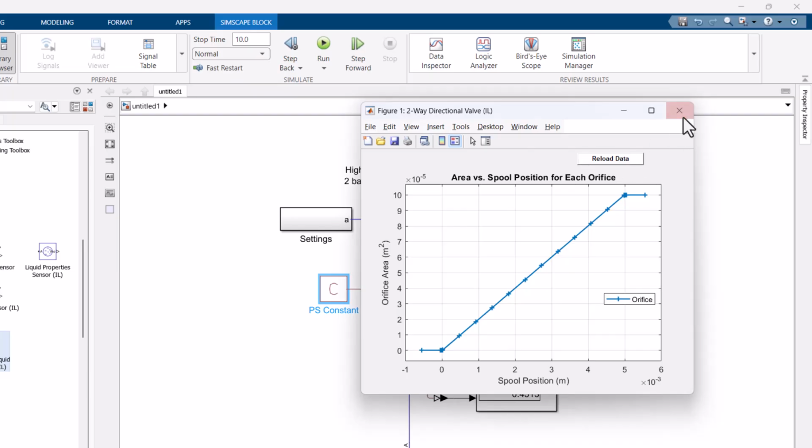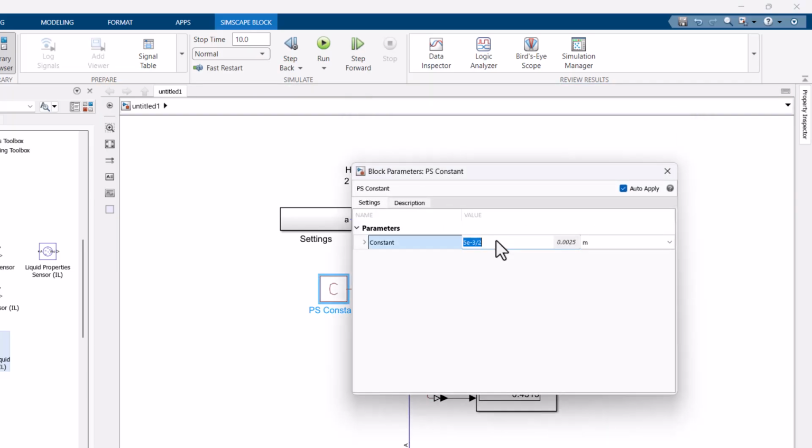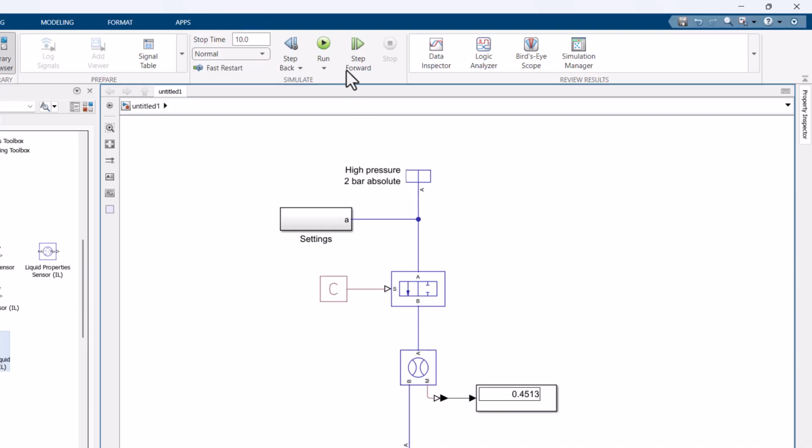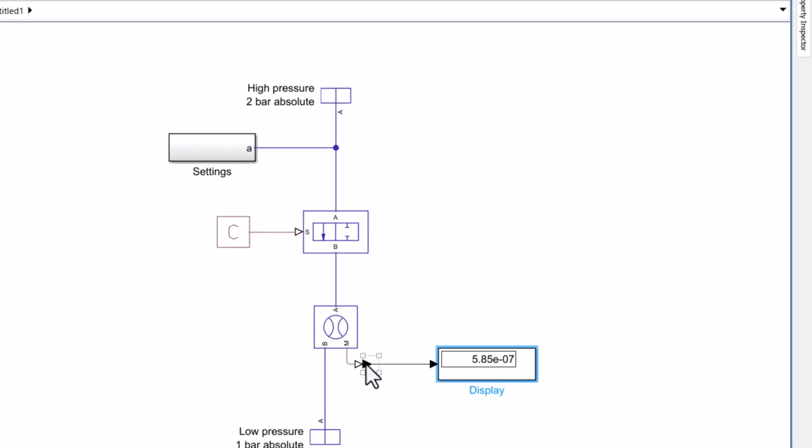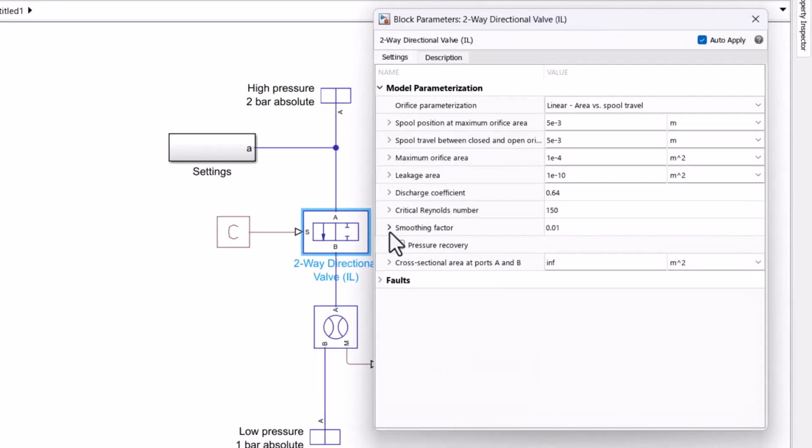And just to check that, I set it equal to 0. I send a signal equal to 0 meters, and if I run it, you can see that the valve is fully closed. But the flow rate is not exactly equal to 0, and the reason behind that is something called the leakage area. This is the minimum area of the system.